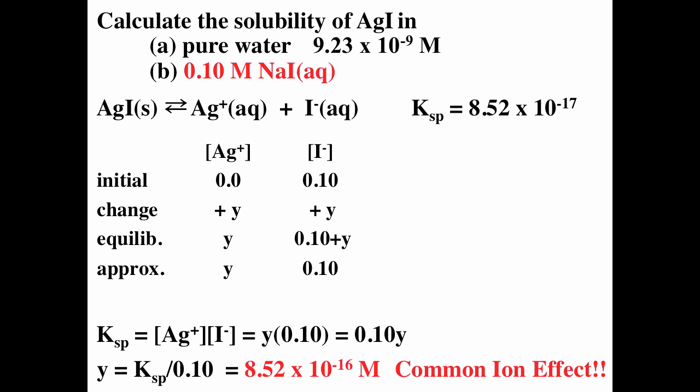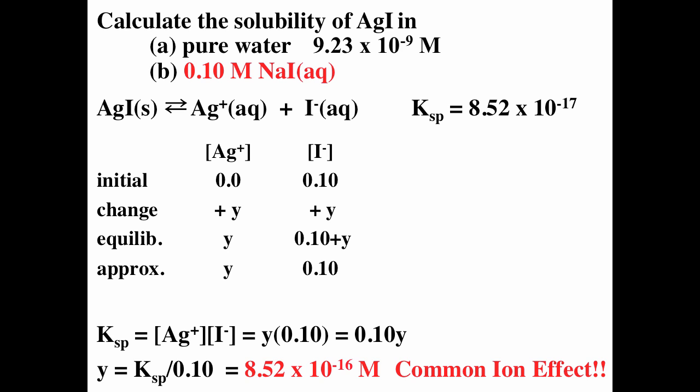Now, notice our Ksp is really, really small, 8.52 times 10 to the minus 17th. K is products over reactants, and so if your K is really small, it means you're going to have mostly reactants at equilibrium. And so most likely the Y is going to be negligible compared to the 0.1. And so we'll use the approximation that we can neglect Y. And so that gives us the silver ion concentration as Y and the iodide concentration as 0.1. And so Ksp is equal to silver ion concentration times iodide concentration, which is equal to Y times 0.1. Now if we divide both sides by 0.1, we get Y is equal to Ksp over 0.1. And again, Y in this case is the solubility in this solution of 0.1 molar sodium iodide.